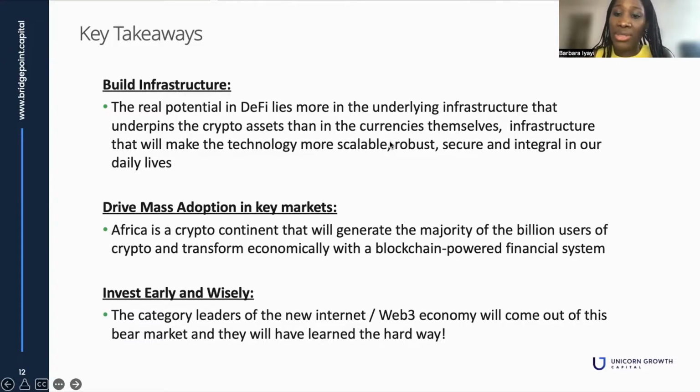The third takeaway I would say is invest early. This is the time, right? In the next couple of years, we're going to be talking about the category leaders of the new Web3 economy, and you want to have invested in one of them or participated in being part of the journey of one of them. And the category leaders that come out of this market would have learned the hard way. They would have gone through a lot, so they would be able to stand the test of time.